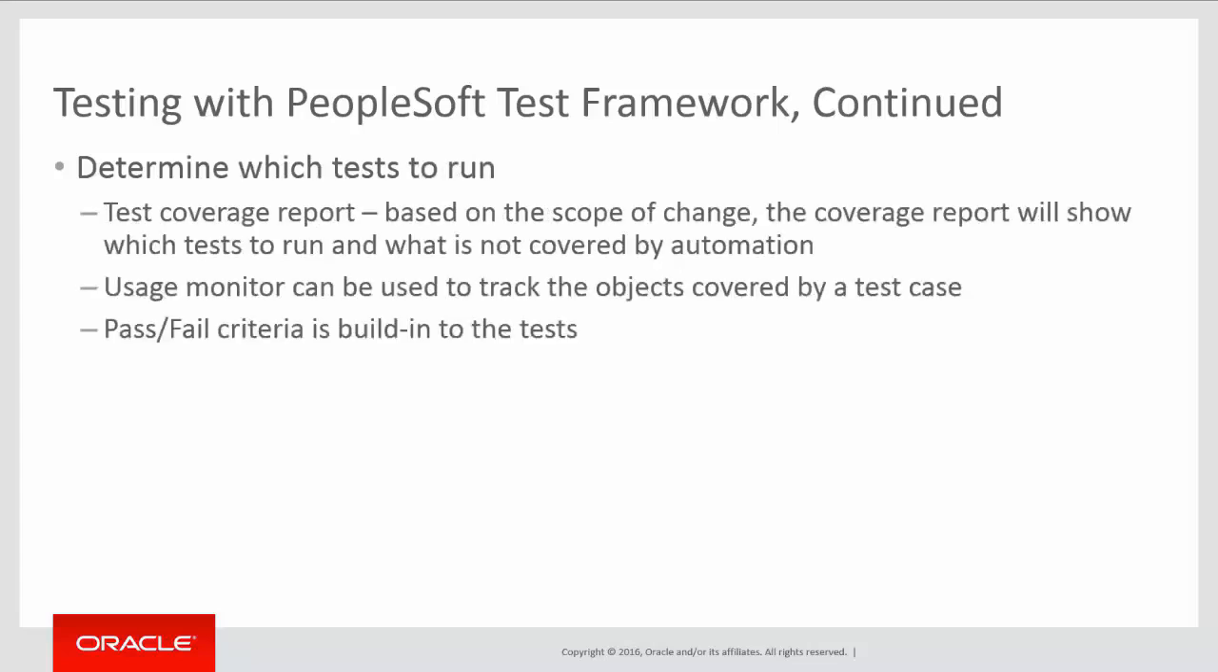PeopleSoft provides a test coverage report to help you determine which tests to run. Each test in the test repository keeps a list of all the PeopleTools objects it exercises. The list includes objects like pages, records, components, and so on. When change is applied, the report looks at the objects that are part of the change and identifies which scripts should be run based upon the compare. It will also tell you what parts of the system have changed and have no regression test scripts to run. That makes it easy to identify what should be tested by hand and where you should create your new test scripts.